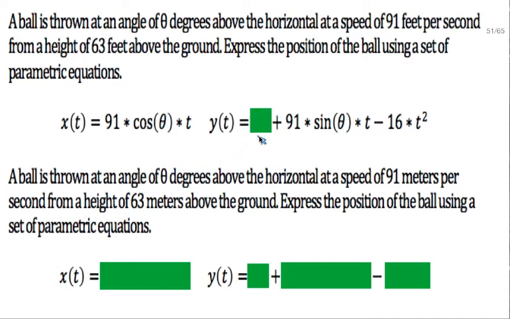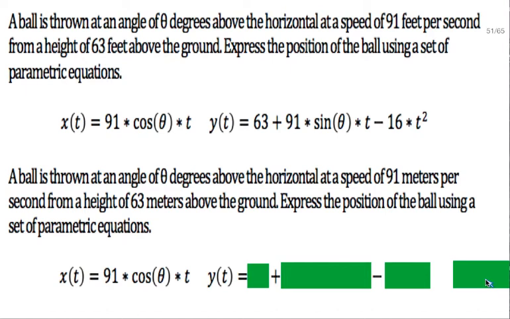And then the last thing that you need to have in here is your initial height, and our initial height here was 63 feet, so that's going to be here. Now notice I have this equation, and pretty much everything is word for word. All my numbers are the same, except for on this one I have meters, meters, meters everywhere. Okay, so my units of measurement are all going to be in meters.